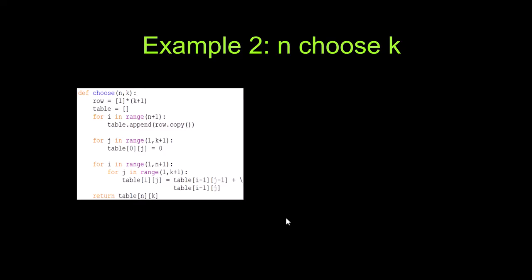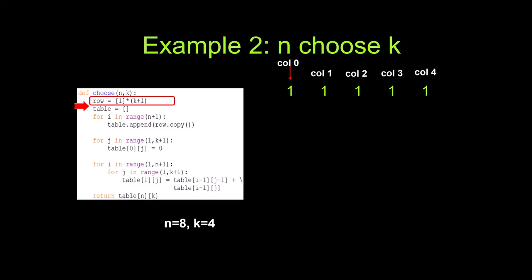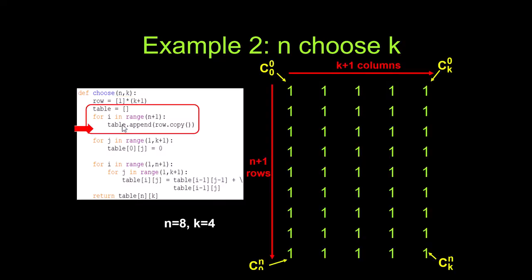Let's spend a bit of time to go through the code for a better impression of what's going on. We use n equal to 8, k equal to 4 for our illustration here. The row has 5 entries for k equal to 4. This is one extra for the first column, which is column 0. With one row, we now copy it to form 9 rows in the table with n equal to 8. Again, one extra row, to 8, because there's this row 0 here.